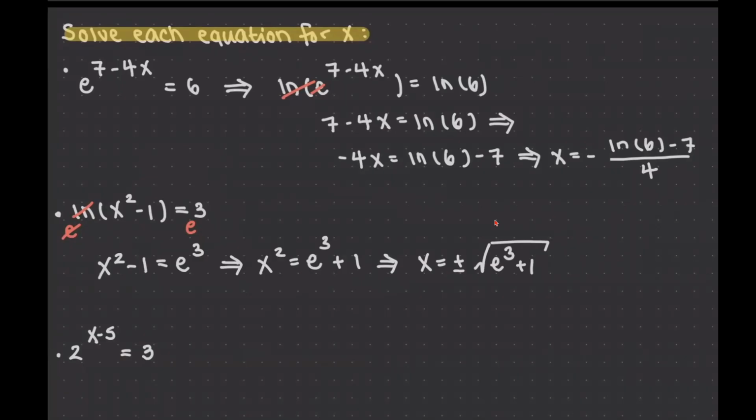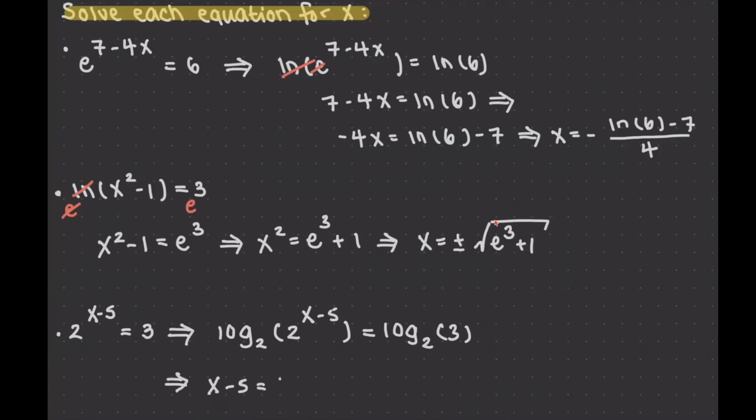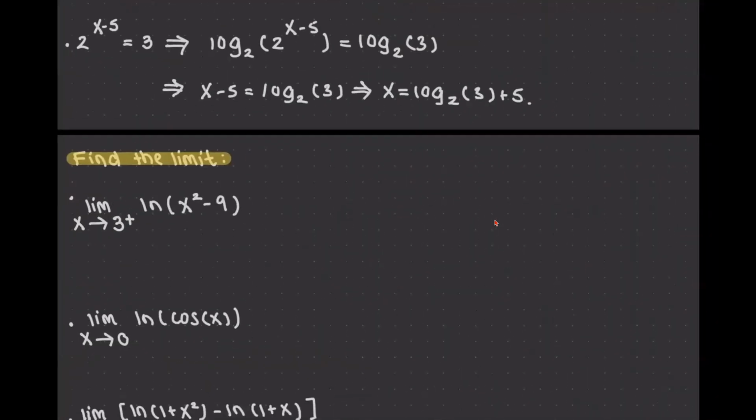All right, very good. And last one, we have 2 to the x minus 5 equals 3. So let's take log base 2 on both sides. So log base 2 of 2 to the x minus 5 is equal to log base 2 of 3. So then we have x minus 5 equals log base 2 of 3. And this gives us x equals log base 2 of 3 plus 5. All right, very good. Last set of problems, I want us to think about limits.